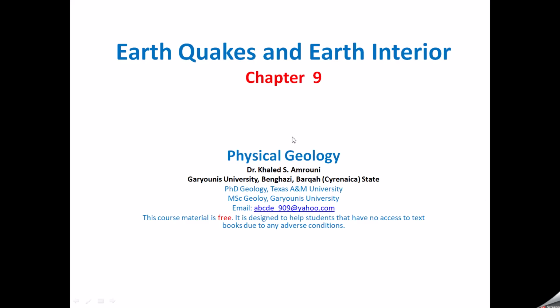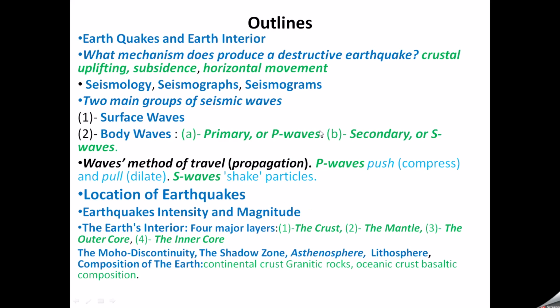Now we're going to chapter 9, earthquakes and earth interiors. What mechanism does produce a destructive earthquake? Crustal uplifting, subsidence, horizontal movement. And then we'll study seismology, seismographs, seismograms, two main groups of seismic waves, surface waves and body waves. Body waves divided into primary or P waves and secondary or S waves.